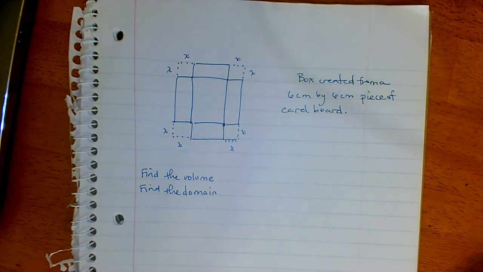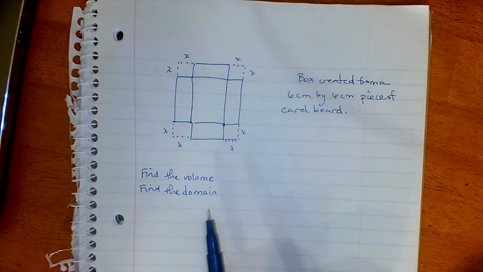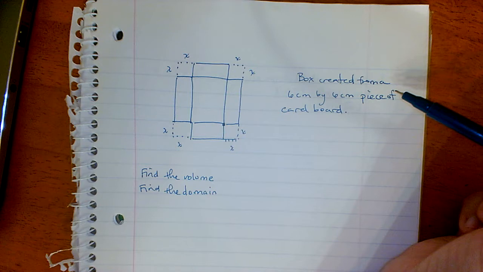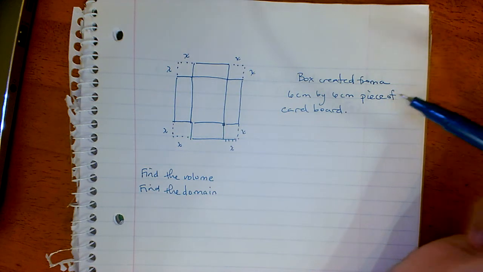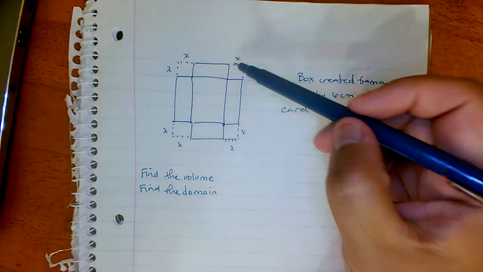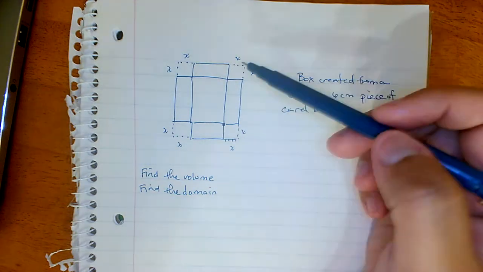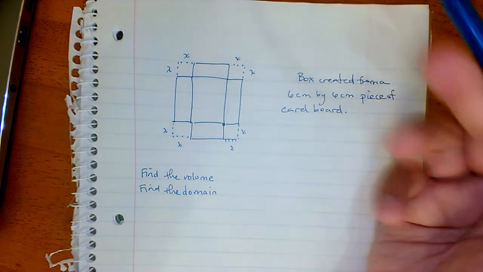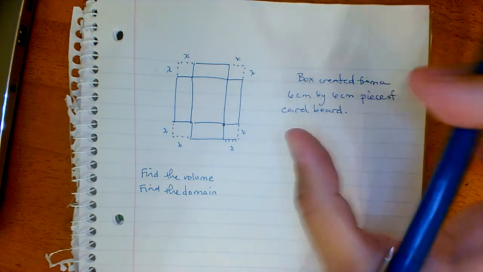So I had a student or two email me about questions of this type, which is a word problem. In this word problem, they're telling you that they're going to create a box from a 6 centimeter by 6 centimeter piece of cardboard. They're going to cut an equal amount off of each corner, so these little square corners are going to be cut out. And they're going to fold all these flaps up to make this open box with no top.